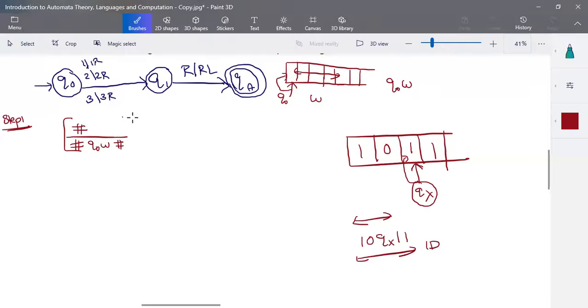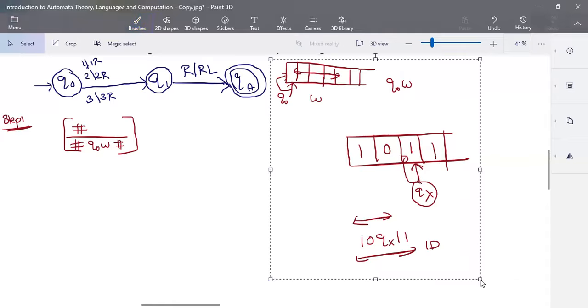This is your first domino. Q naught is a starting state followed by your input. This is the first instant of your tape structure. And when you are doing it for a specific input, I'll combine it with the input structure too.